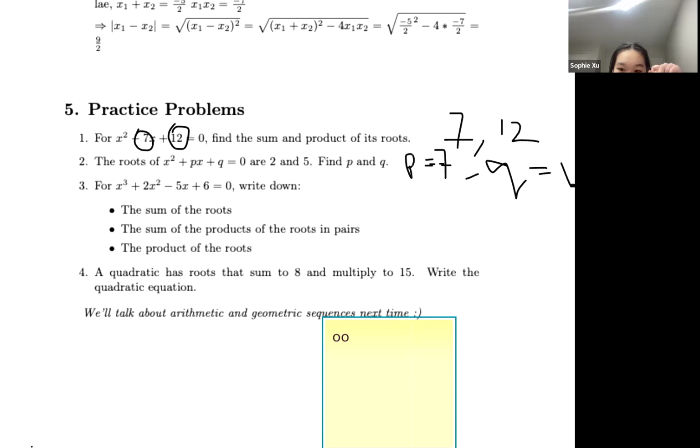The sum of the roots is... Yes, that's right. 27, since it's 3 to the power of 3. And this is a preview into our geometric sequences that we're going to talk about next time.